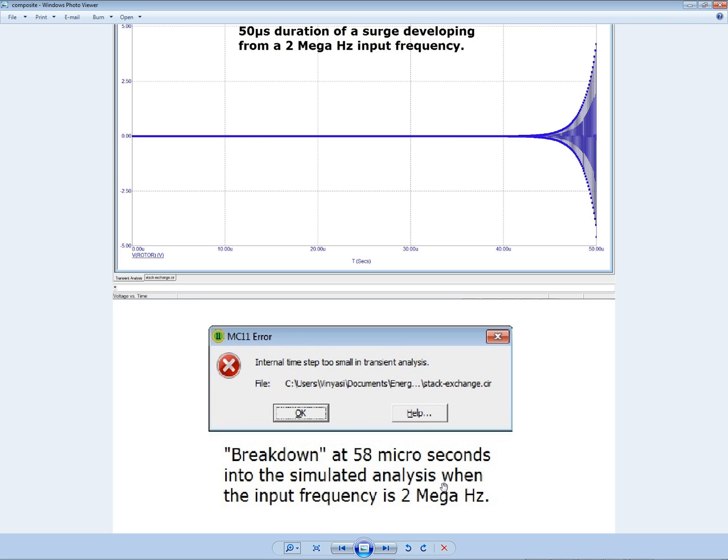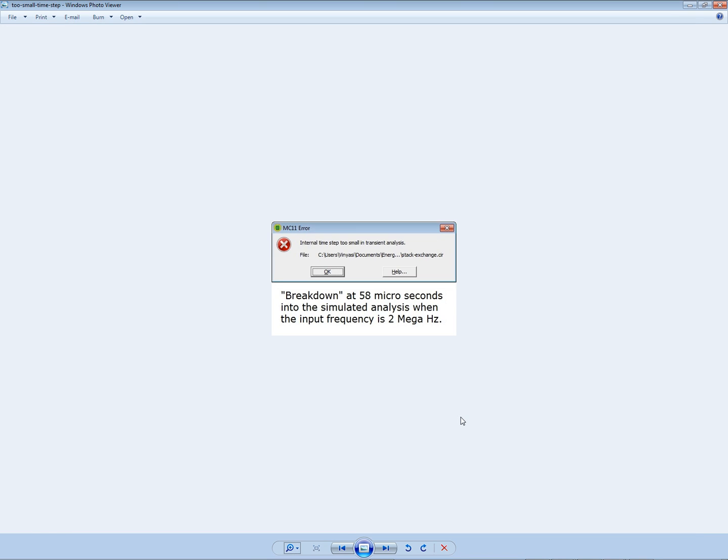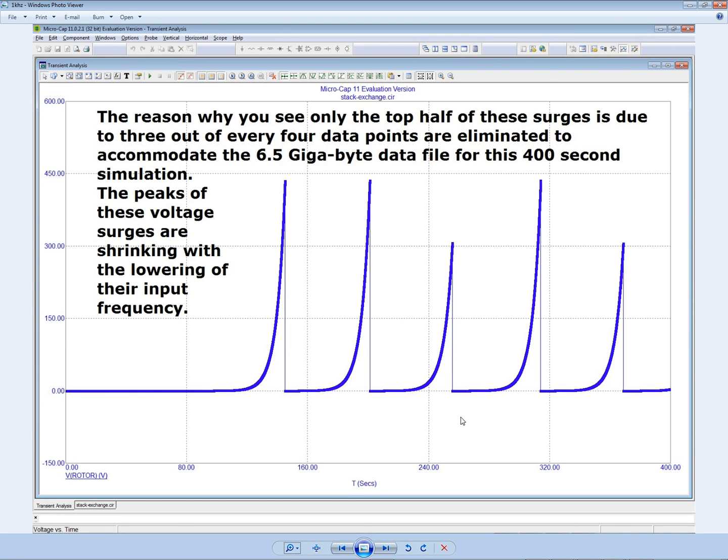That's why I don't do 2 megahertz, because I can't carry it long enough. I usually carry it to 1.35 megahertz because that's my limit. It breaks down at 58 microseconds, and I get this "internal time step too small in transient analysis" error message, and the whole thing is bottomed out. So this is really a fascinating topic as far as I'm concerned.